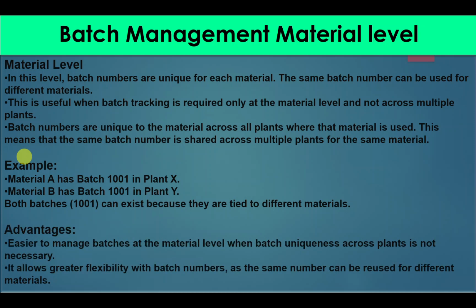So here are certain advantages: it is easier to manage batches at the material level when batch uniqueness across plants is not necessary, and it also allows greater flexibility with the batch numbers, as the same number can be used in a different material.